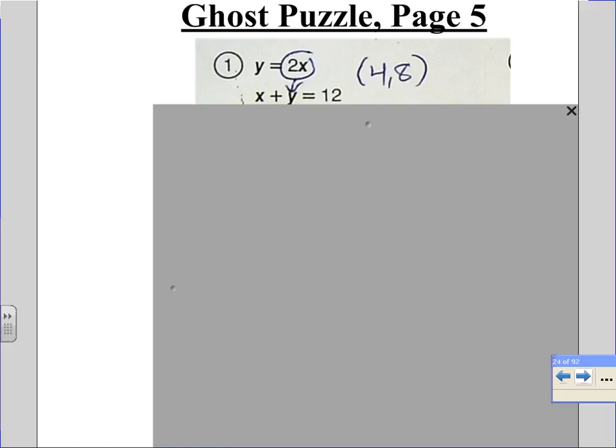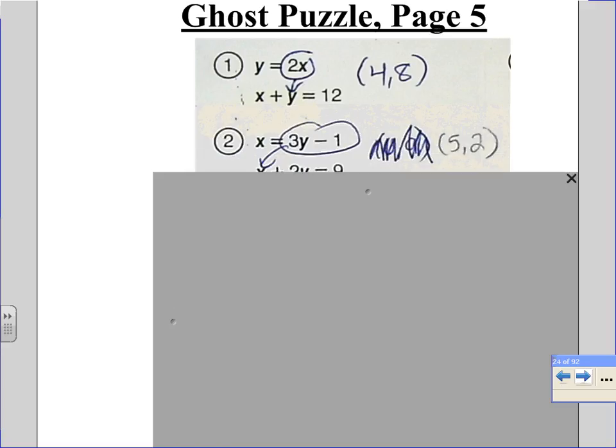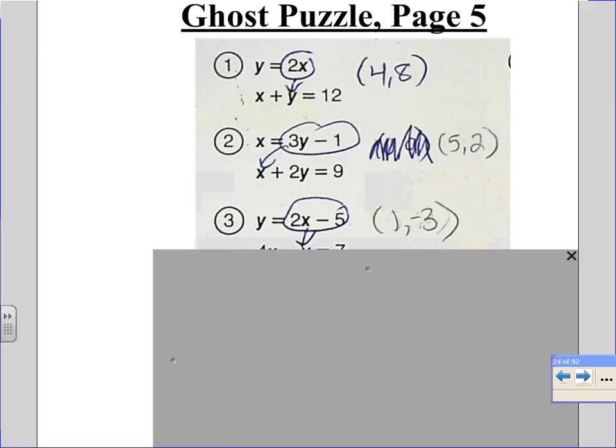All right, Amy, number 2, fill that out. I'll sign it in a second. Amy, number 2 on the ghost puzzle. Good, 5 comma 2. Melissa, number 3. No. Number 3 is a little tricky. Alan, what'd you get for 3? Good job. 1, negative 3. That one's a little tricky.